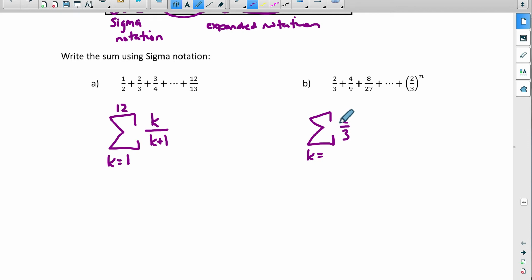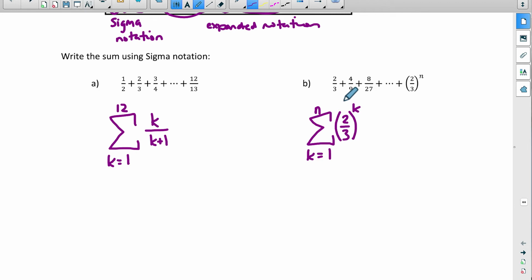So why don't we say that we're going to raise 2/3 to the k power, and we'll start at k equals 1, because 2/3 to the 1 is 2/3. 2/3 squared is 4/9. 2/3 cubed is 8/27. Looks like we're doing a good job. We have to get all the way up to 2/3 to the nth power. Well, in other words, we want this k to be n. That's our finishing term right there. Okay, bit of a strange one, but there you go.